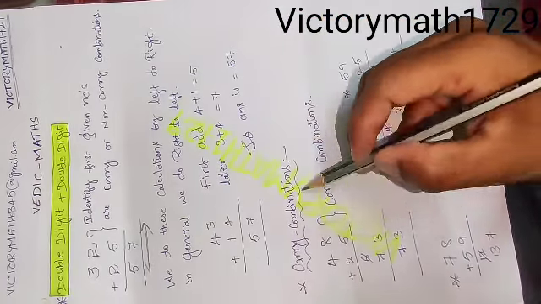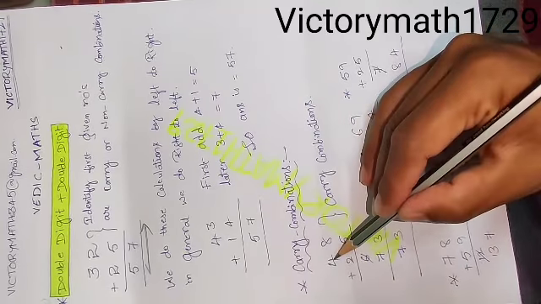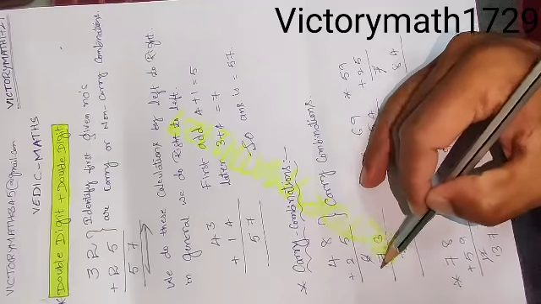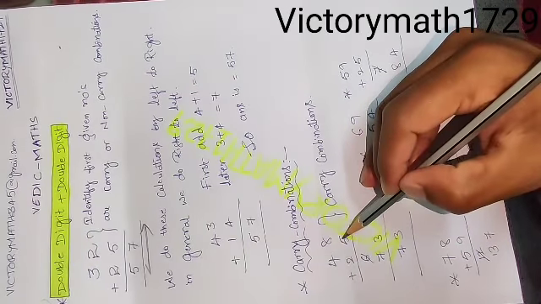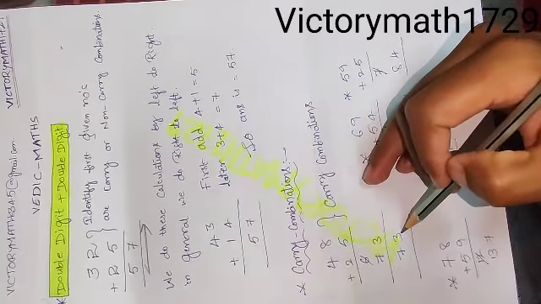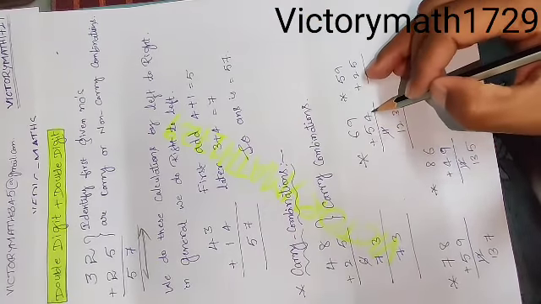Next, come to carry combinations. Here 8 plus 5 is a carry combination. So 4 plus 2 is 6, cross out 6, and 6 becomes 7. The end digit of 8 and 5 is 3. So the answer is 73.